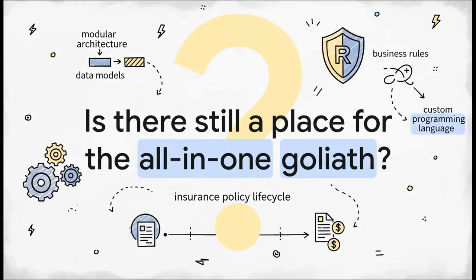Which leaves us with one final thought to chew on. In today's tech world, which is moving more and more towards small, nimble apps and microservices, is there still a place for these massive, all-in-one Goliaths like PolicyCenter? It's a fascinating question, and one that really makes you think about the future of enterprise software.